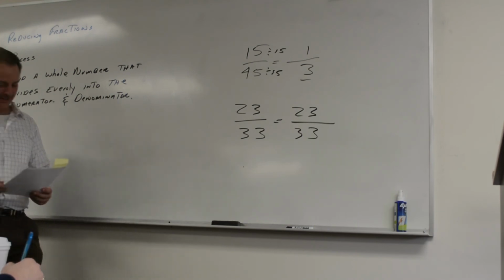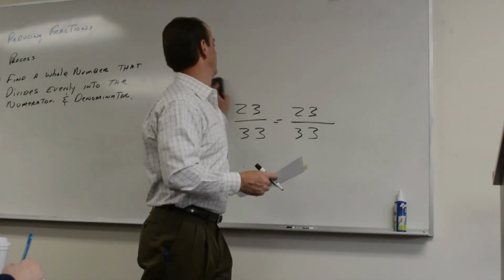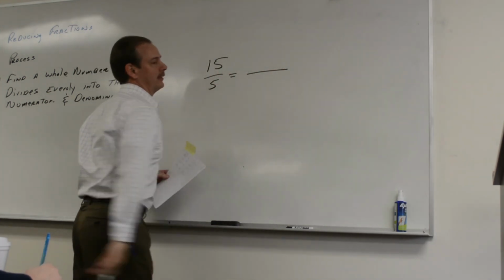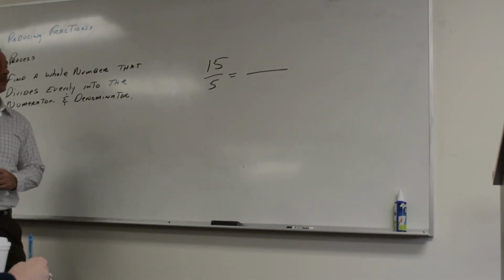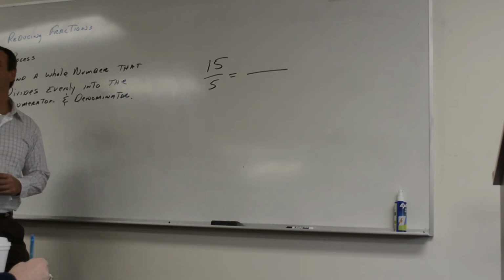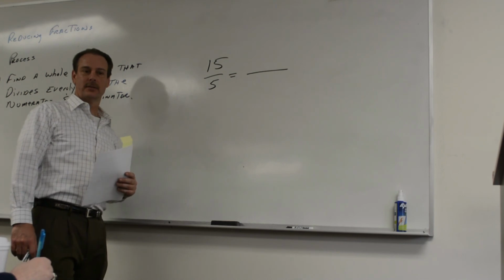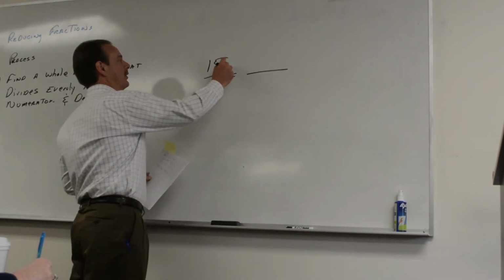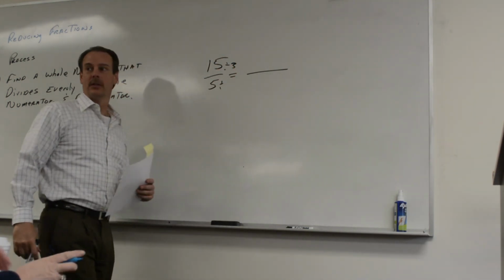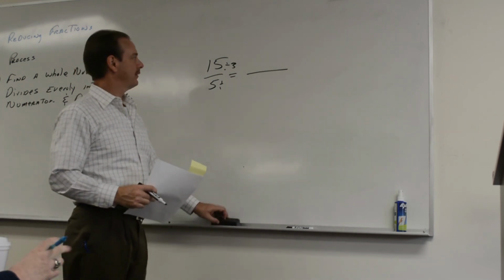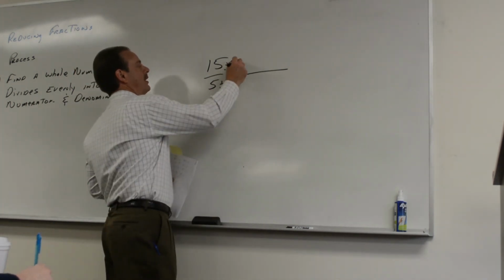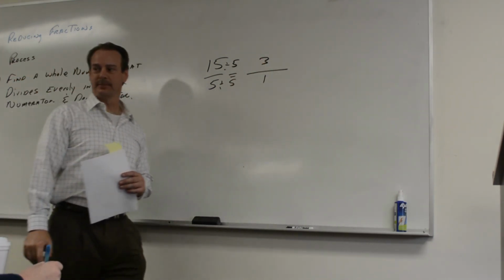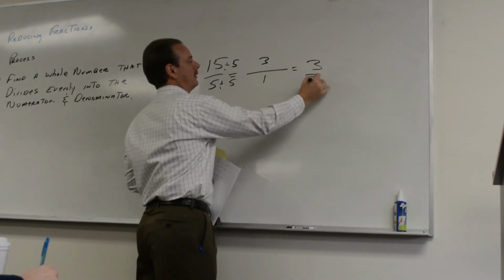Okay, how about this one? Negative 3. I hear 3, I hear 5. You want to divide this by 3? No. 5. We'll divide this by 5, we'll divide this by 5, we'll get 3 over 1. Are we done? No. What do we have to do, David? Divide 1 into 3. And what do we get? 3. There's your final answer.